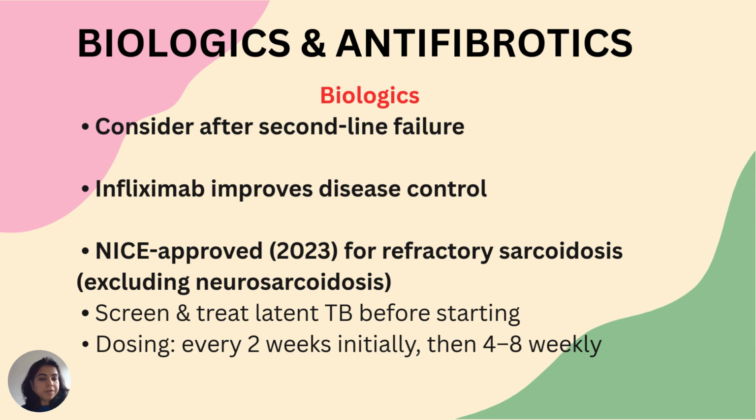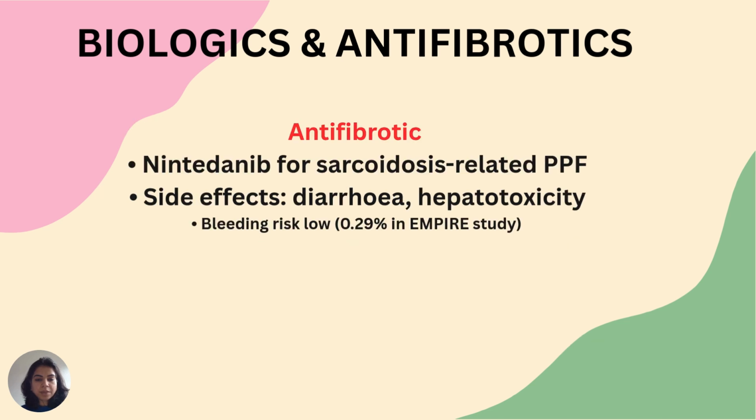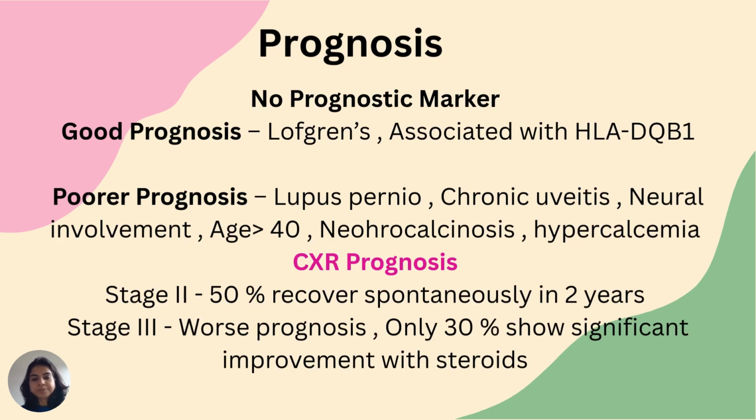In biologics, infliximab has been shown to improve disease control. It was approved by NICE in 2023 for refractory sarcoidosis, excluding neurosarcoidosis. As with any biologics, we should screen and treat latent TB before starting. The dosing is every 2 weeks initially, and then it can be given 4 to 8 weekly as well. Amongst the antifibrotics, nintedanib has been used for sarcoidosis related progressive fibrosis. Its main side effects are diarrhea and hepatotoxicity. Bleeding risk has been found to be low in sarcoidosis patients.